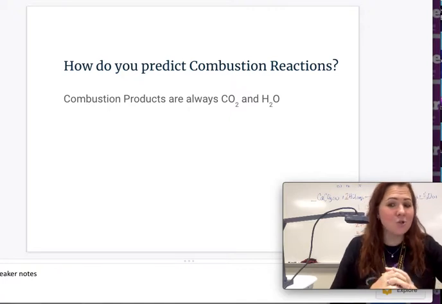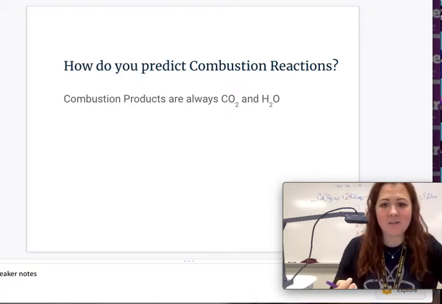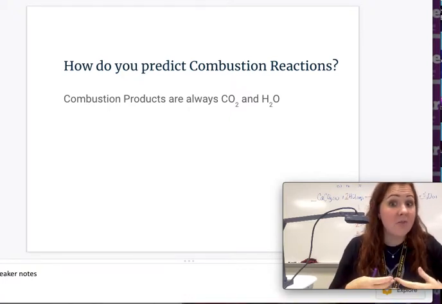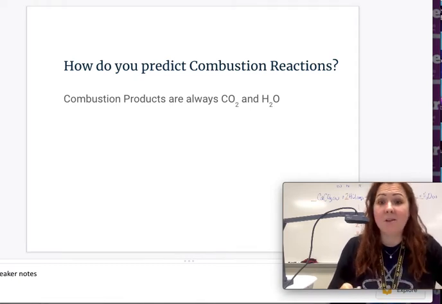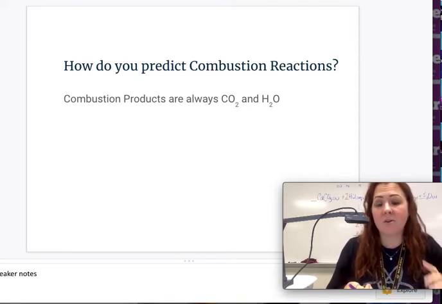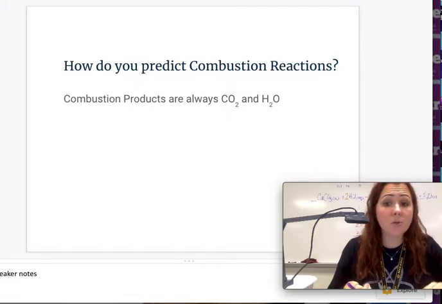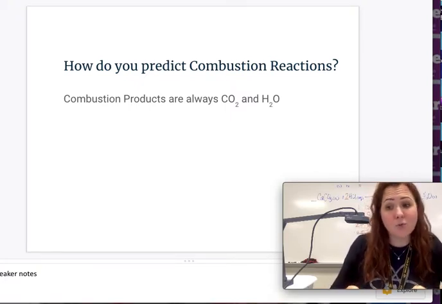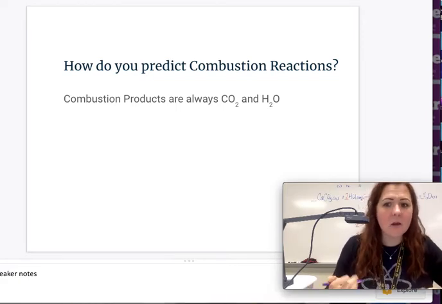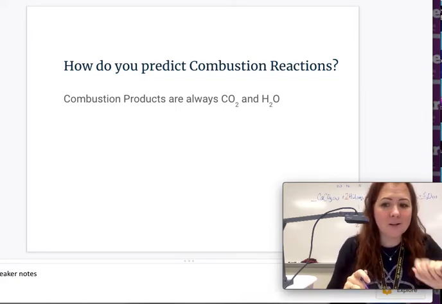Combustion reactions are super easy to predict your products because you only have 2, and they are always the same. So if it asks you to predict the products on a combustion reaction, it is just CO2 plus H2O. Or if you want to get crazy, you can put H2O plus CO2. It's the same thing. But you have just those 2 products, CO2 and H2O.